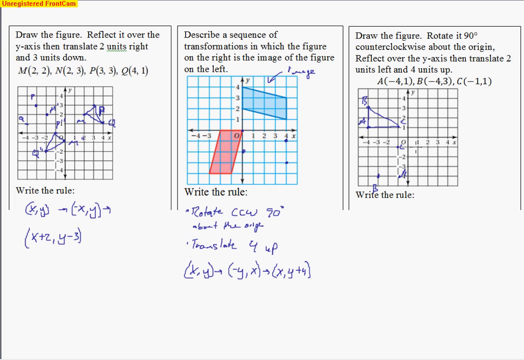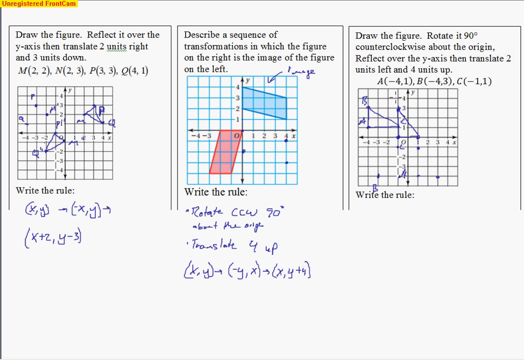So reflect over the y-axis. So the points here, here, and here. And then we're going to translate 2 left, and then 4 up. So 1, 2, 3, 4. So we end up with a point here. And then following where everything else goes, we'd end up seeing something that looks like this. So there's our final image there.